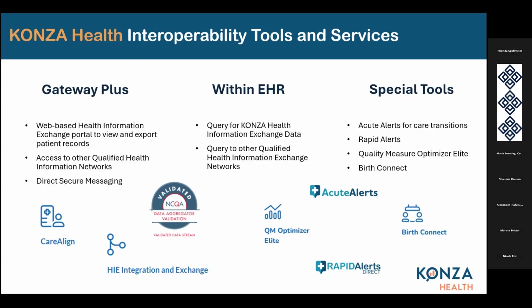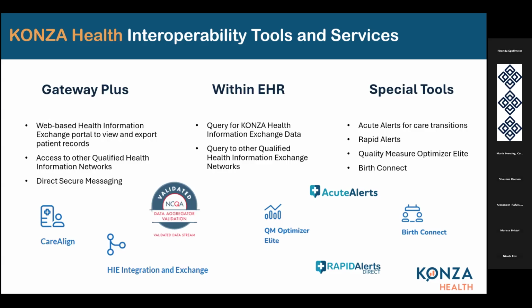Within your EHR, you query just the same as with our portal, in that you can get regional HIE information, but you can also get qualified health information exchange networks information as well. And then we have our special tools, and we're going to talk about these a little bit more on the next slides. But these are those tools that kind of take interoperability to the next level. One is our acute alerts for care transitions. We're going to talk a little bit more about that on another slide.